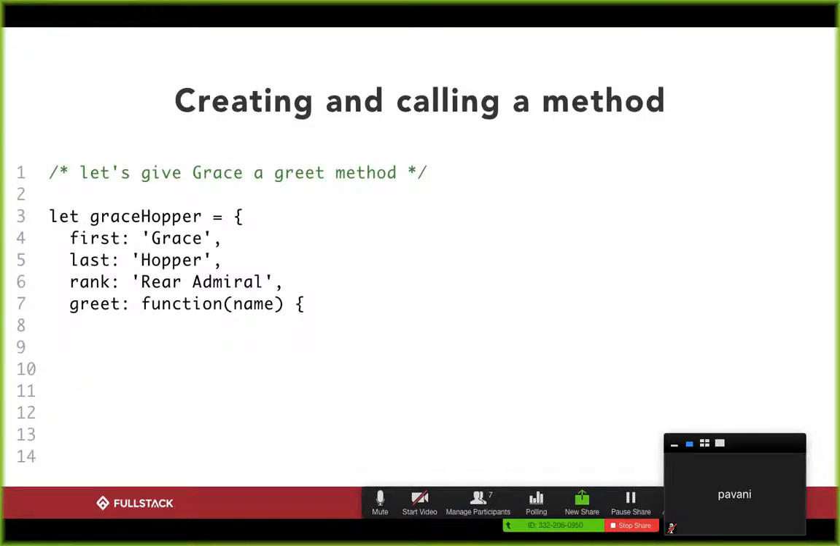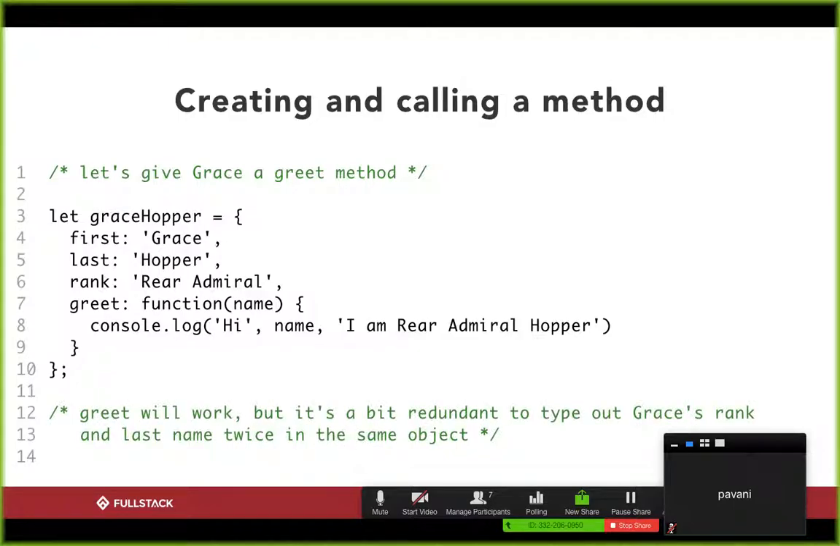Okay, so let's now start transitioning over to our understanding of what this is. On lines 7 through 9, I've created a method called greet, and it console logs hi, takes in a name so it greets that person, and says, I am Rear Admiral Hopper. Notice how on line 8 there, I am Rear Admiral Hopper. That's a lot of words, right? And it's not only a lot of words, but it's a lot of words that we've already written before. On line 4, we've denoted her first name is Grace. On line 5, her last name is Hopper. And on line 6, her rank is Rear Admiral.